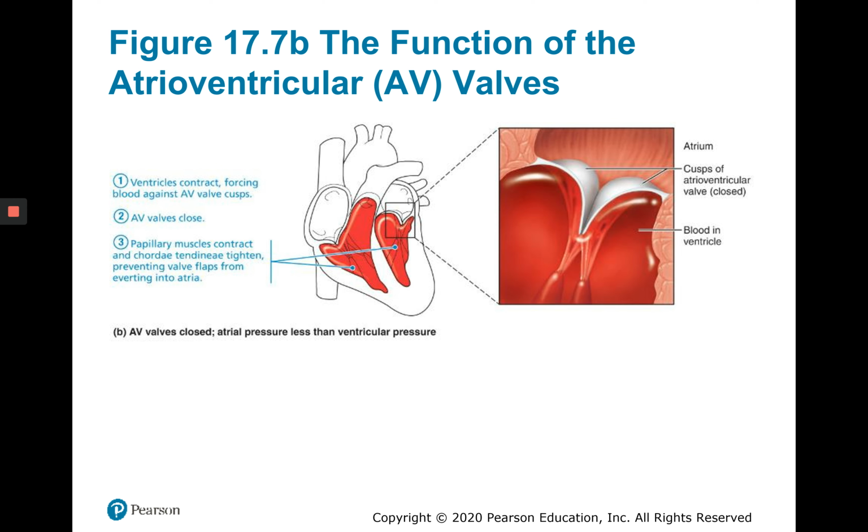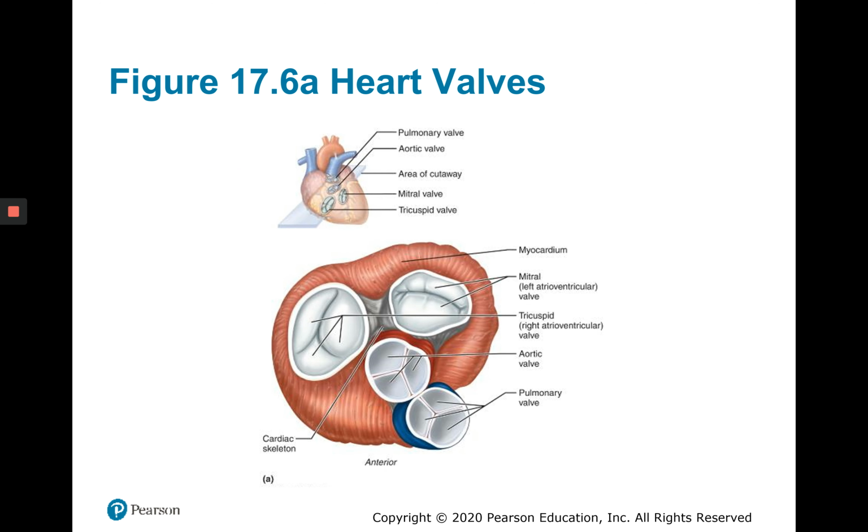The papillary muscles keep the AV valves from everting or going back into the atria, thereby basically making them kind of a swinging door, but they're kept from being a swinging door because of the chordae tendineae, the heartstrings attached to the papillary muscles. So that was the AV valves. Next, we're going to move in and look at the semilunar valves.